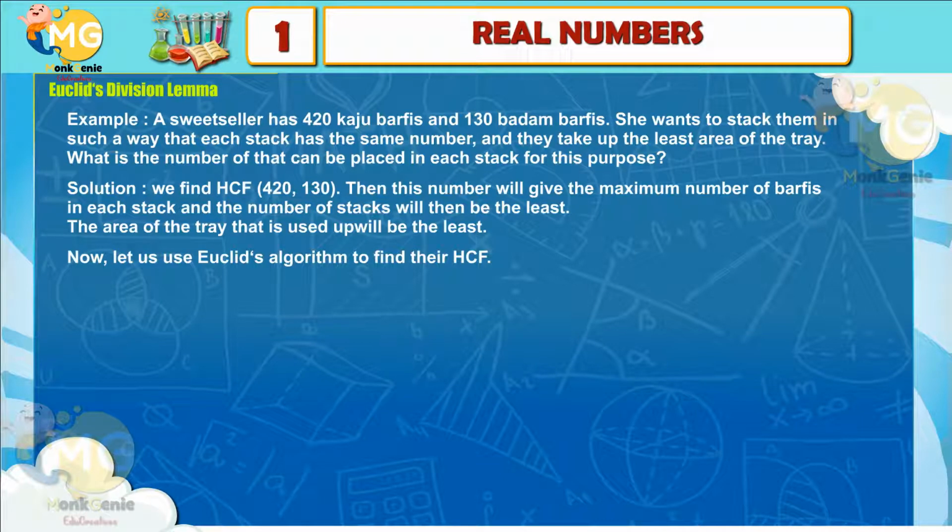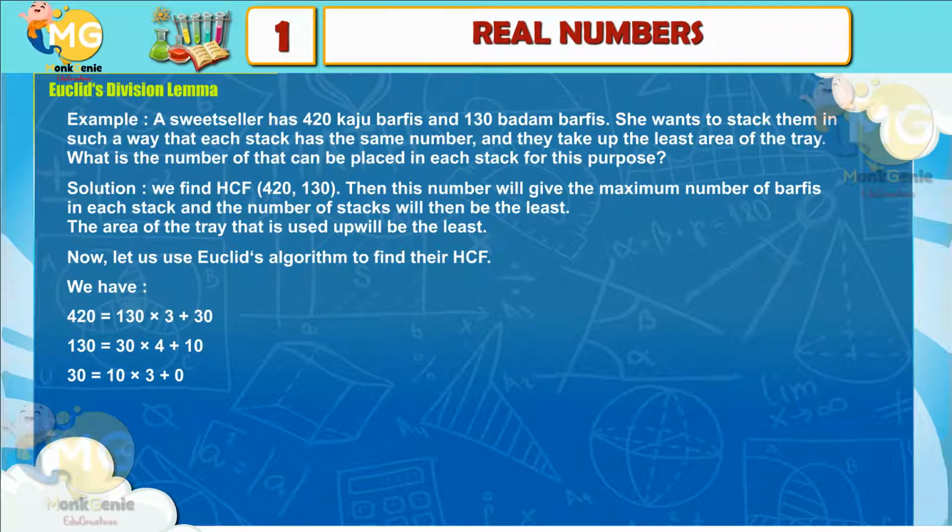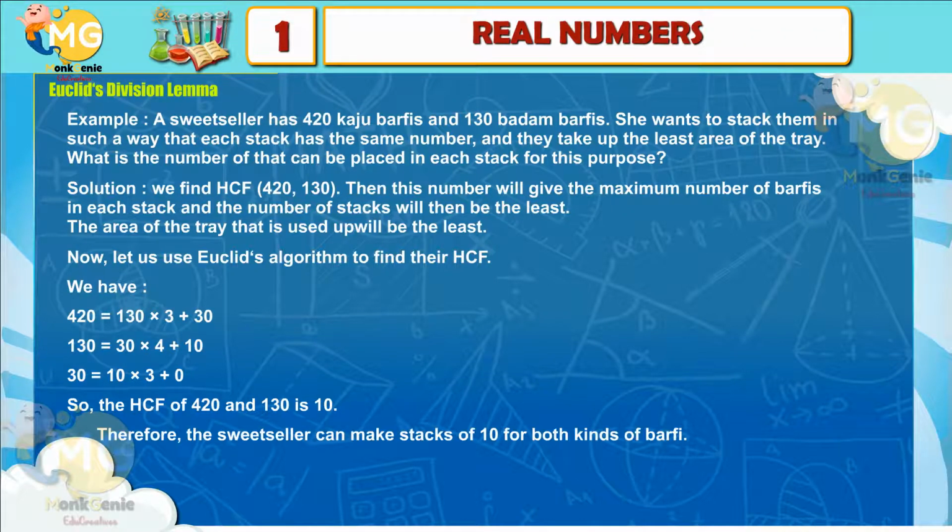Now let us use Euclid's algorithm to find their HCF. We have 420 equal to 130 multiplied by 3 plus 30. 130 equal to 30 multiplied by 4 plus 10. 30 equal to 10 multiplied by 3 plus 0. So the HCF of 420 and 130 is 10. Therefore, the sweet seller can make stacks of 10 for both kinds of barfi.